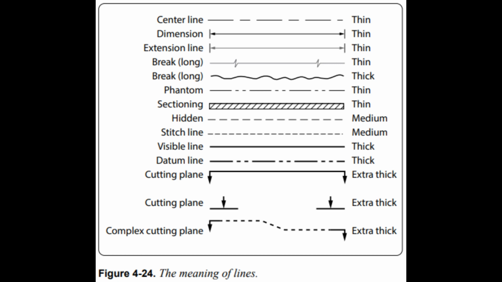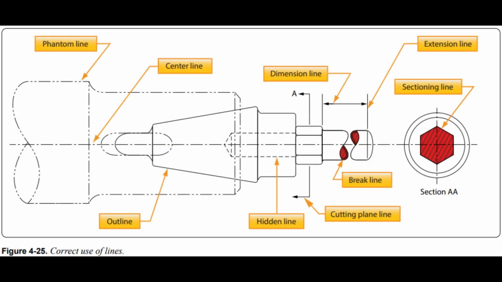Figure 4:24. Examples of correct line uses are shown in Figure 4:25. Most drawings use three widths, or intensities, of lines: thin, medium, or thick. These lines may vary somewhat on different drawings, but there is a noticeable difference between a thin and a thick line, with the width of the medium line somewhere between the two.